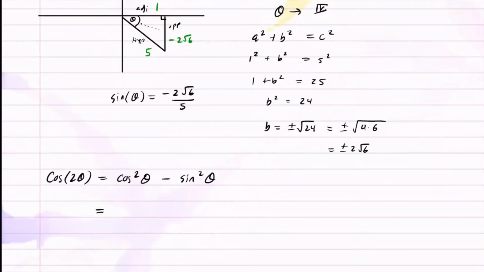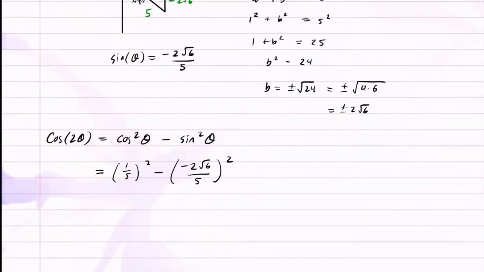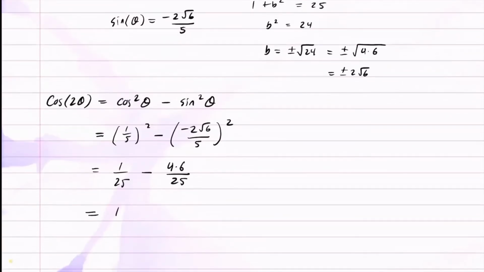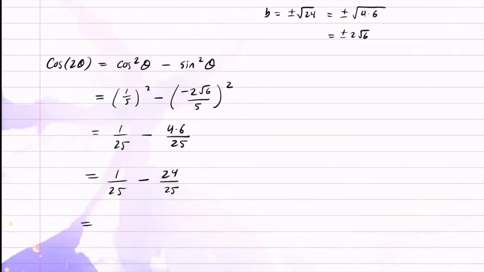Let's substitute these. So cosine is 1/5 squared. Sine is negative 2 square root of 6 over 5 squared. And this will give us 1/25 minus negative 2 square root of 6 squared. That's 4 times 6 over 25. And multiply 4 and 6. So you have 1/25 minus 24/25. Now that they have the same denominator, we can proceed with subtraction. That's negative 23/25. So that's the value for cosine 2 theta.